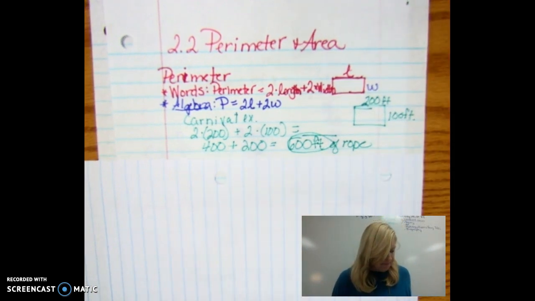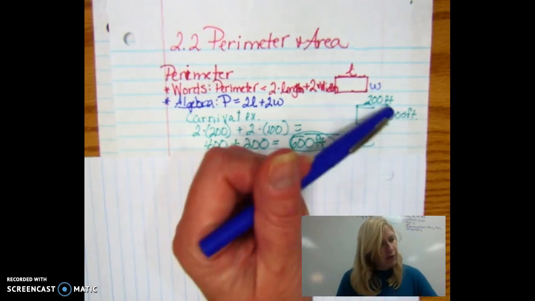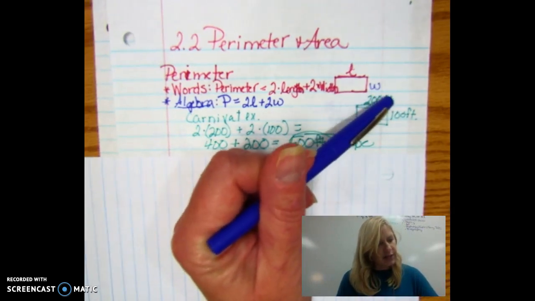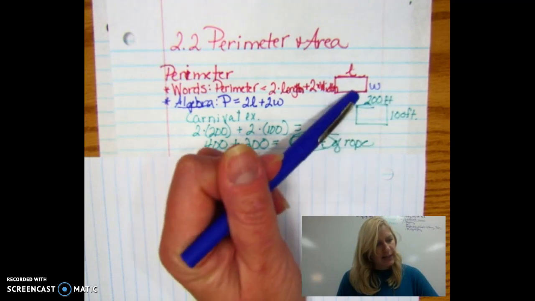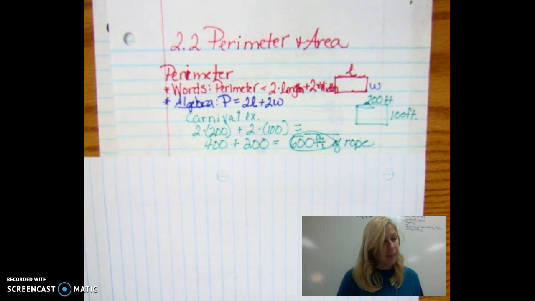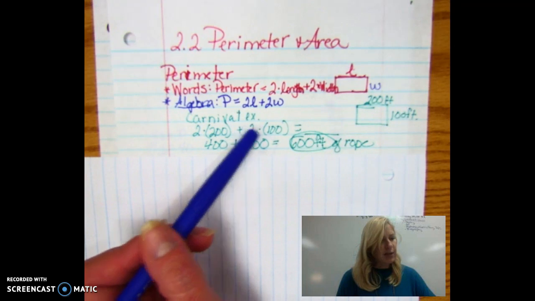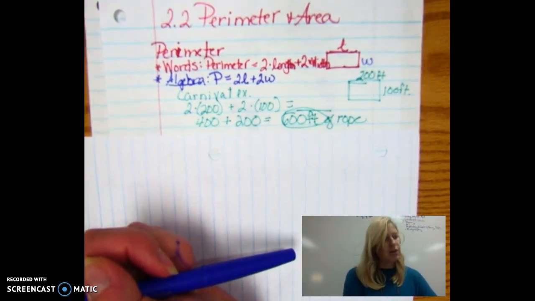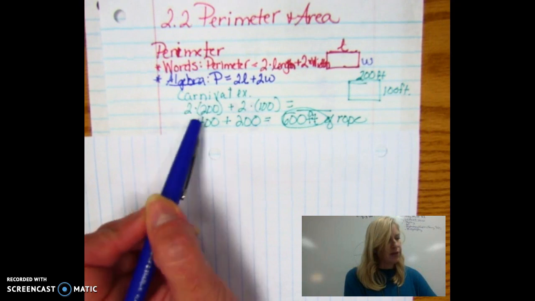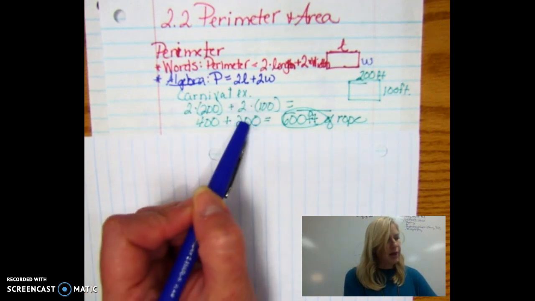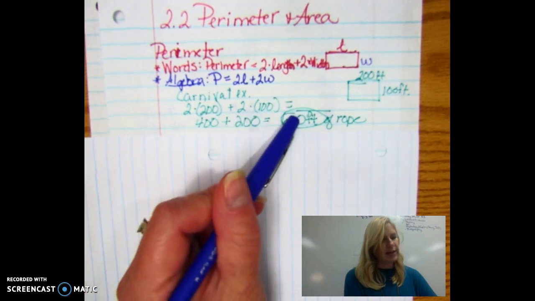So let's say that there is going to be a carnival that's going to be held in our school's parking lot. And we need to know how much rope we need to enclose the carnival. And we know that the carnival has to fit in a 200 feet by 100 feet rectangle. It's a huge rectangle, like in a parking lot. Well, we need to take 2 times 200 plus 2 times 100. And if you remember the order of operations, you always do the multiplication first. So that's 400, and that's 200. 400 plus 200 is 600 feet.